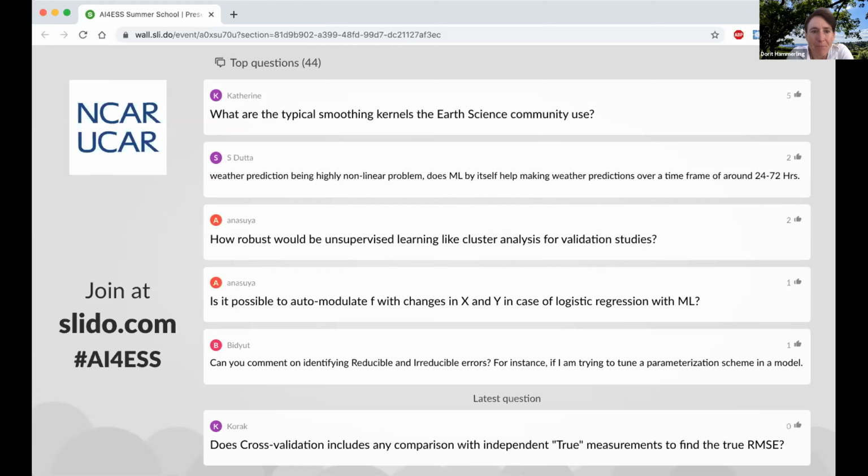What are the typical smoothing kernels the Earth system science community uses? I think all of them. I think the most common one is the simple moving average, because that's easy to explain. But Gaussian kernels, and I think even smoothing splines, are fairly common in the more sophisticated analysis community.